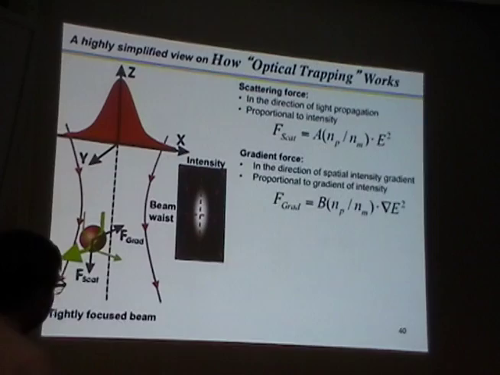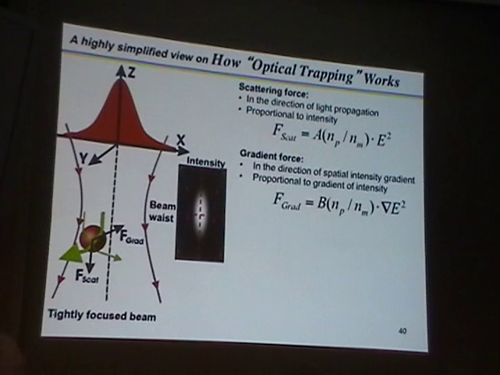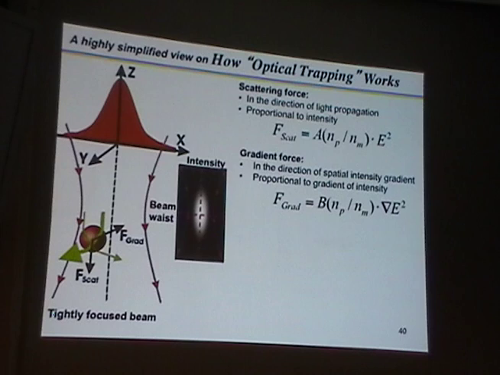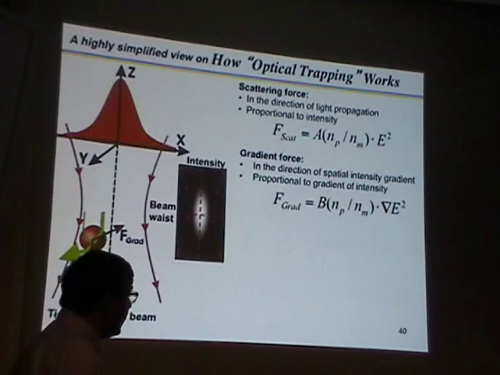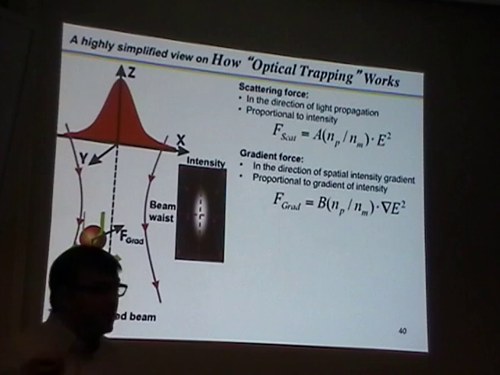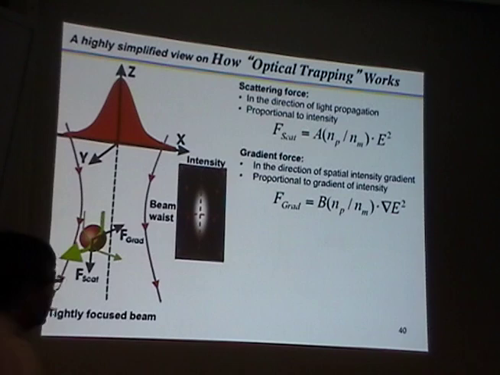In addition to this, when we have tightly focused laser beams, using high numerical aperture objectives, we can also have pretty strong optical gradient forces, which are proportional to the gradient of laser light intensity, or gradient E squared. They also depend highly on the refractive indices of the object we are manipulating and the surrounding medium. Typically, in order to have stable manipulation, we would need the refractive index of this object to be higher than that of the surrounding medium.